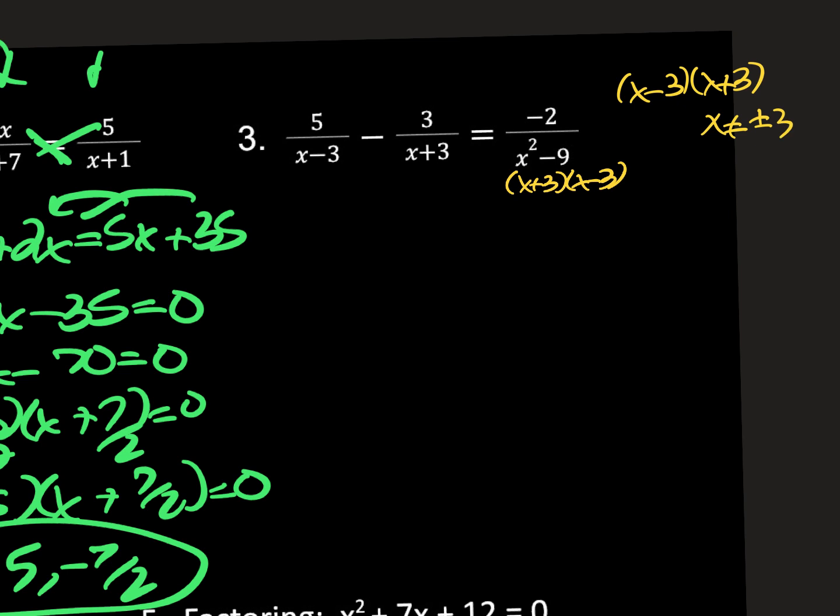So the first term, the x minus 3s cancel. That would leave me 5 times the x plus 3. The second term, the x plus 3s would cancel. It'll leave me 3 times the x minus 3. And the third term, everything cancels. I would just have negative 2.